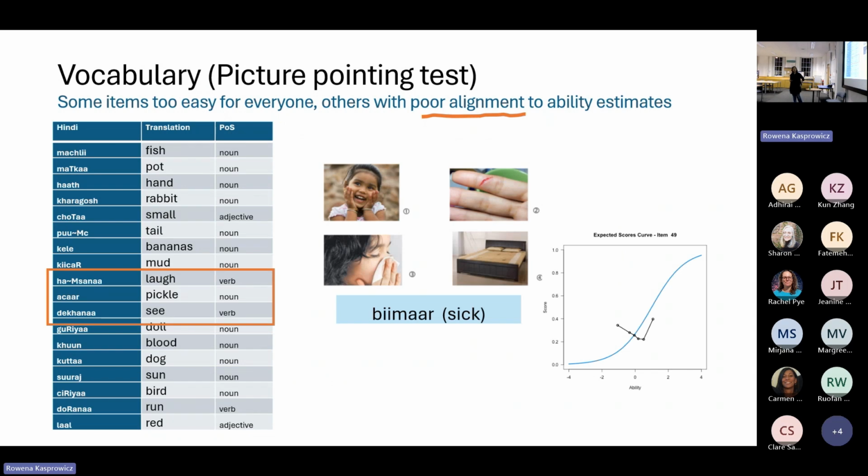There were also words that had very poor alignment. They were, in a sense, sick items. So here's the word bimar or sick, and we had these 4 pictures. These pictures simply didn't work. We had thought that we had semantically close and semantically far, but it just didn't work. Because for a child who's unwell, if you cut your finger, you're sick. If you've got a cold, you're sick. And if you're sick, you sleep in the bed. So it could be any of those. So this was really a poor fitting item, and the graph there shows that to you.